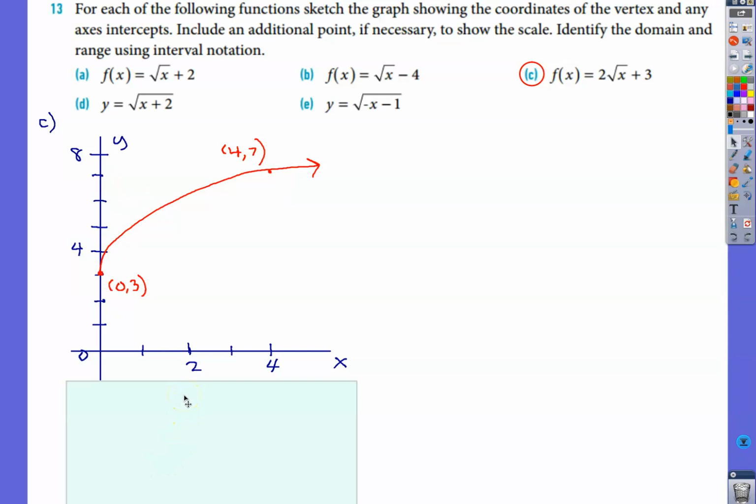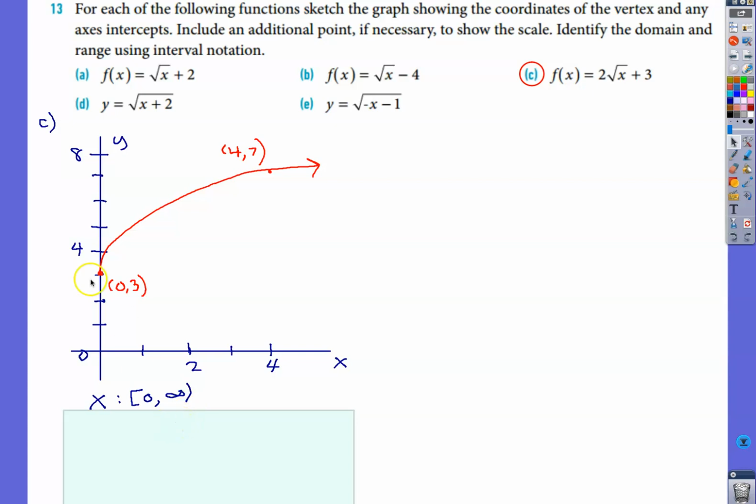Okay, and identify the domain and range using interval notation. Well, the domain basically goes from 0 out to positive infinity. So that's how we write that using interval notation. Notice that 0 is included, so we have a square bracket. Infinity, you always use a curved bracket because you can't actually go out to infinity.